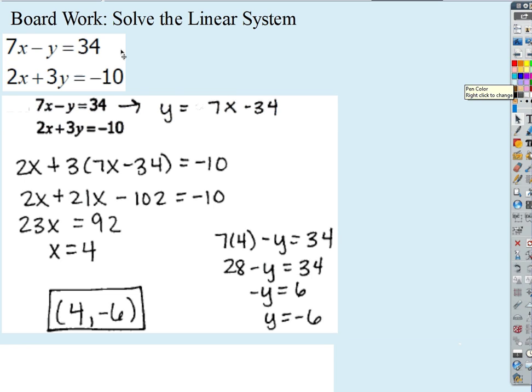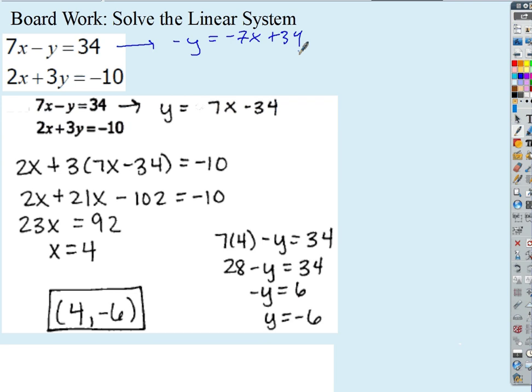So we're starting here, aren't we? We're going to isolate the y. What can we do? Subtract 7x from either side, so I get minus y equals negative 7x plus 34. But I need to isolate y, not negative y. So what's the last step?